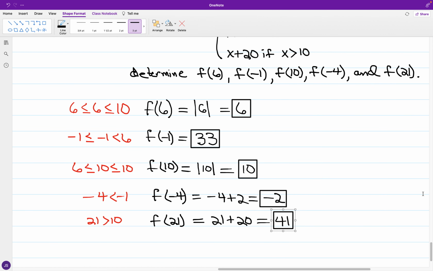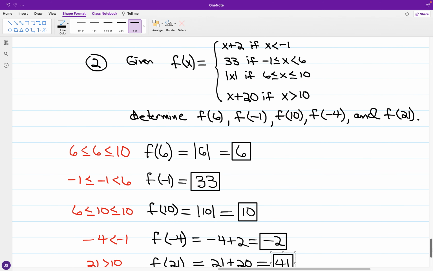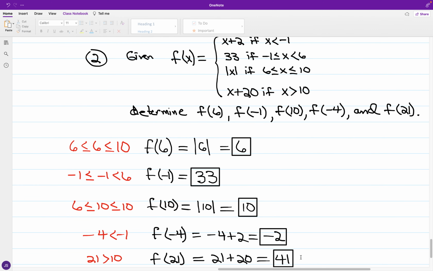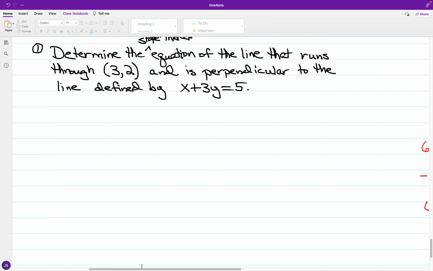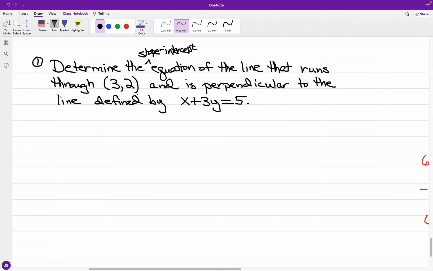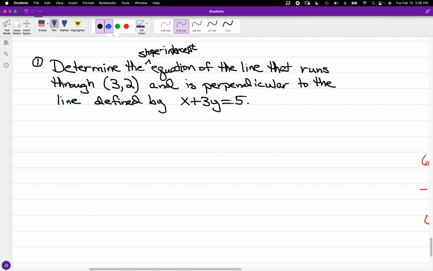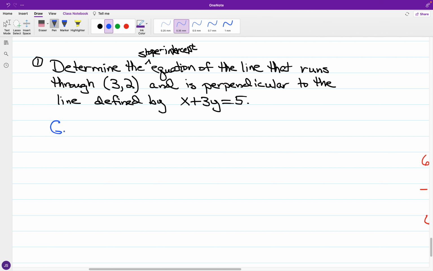Now for the slope-intercept equation of the perpendicular line. The perpendicular line is going to run through the ordered pair 3, 2, and it's going to be perpendicular to the line described by x plus 3y is equal to 5. So for the given line, I want to find out just what the slope is going to be.